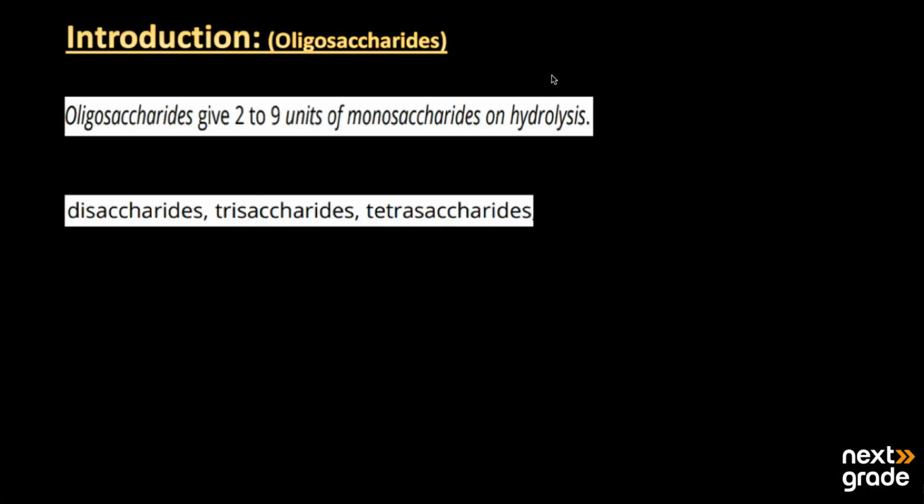So the topic we will discuss today is the oligosaccharides, which are also known as disaccharides. The oligosaccharides are the second class of the carbohydrates. So let's have a look at the definition: what are oligosaccharides? Oligosaccharides give 2 to 9 units of monosaccharides on hydrolysis.